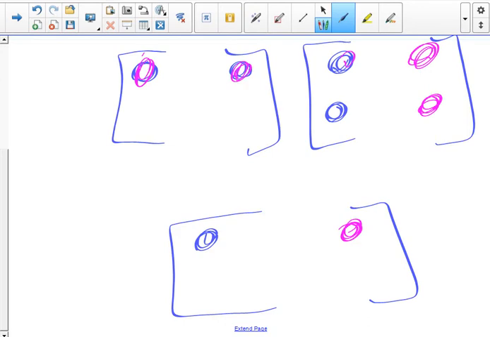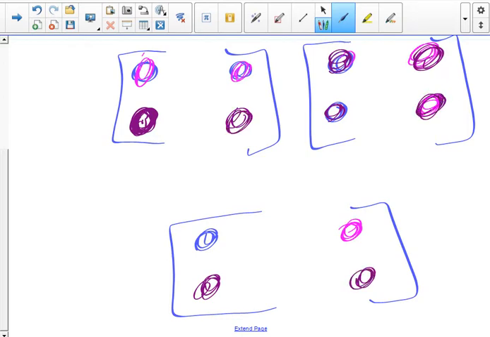Then for the second row, you're just going to repeat the process, but on the second row. So it's going to be this position times that position plus this position times that position. And then the last position is this times this plus this times that. And that's how you do matrix multiplication.